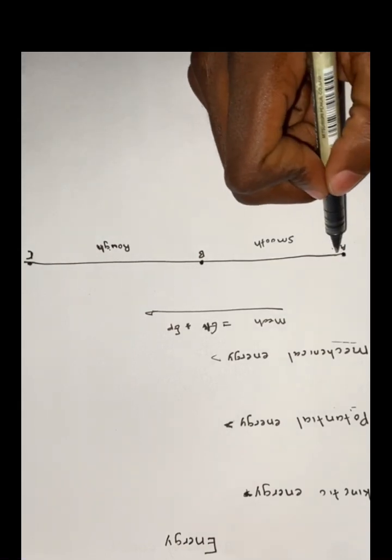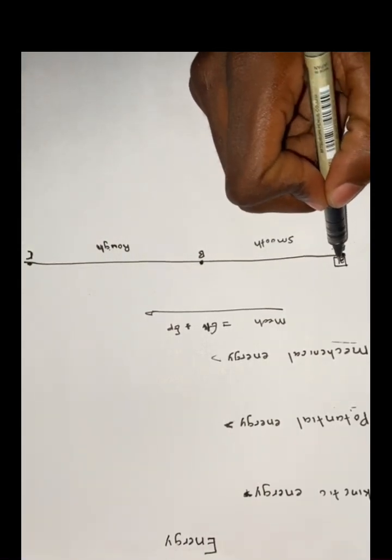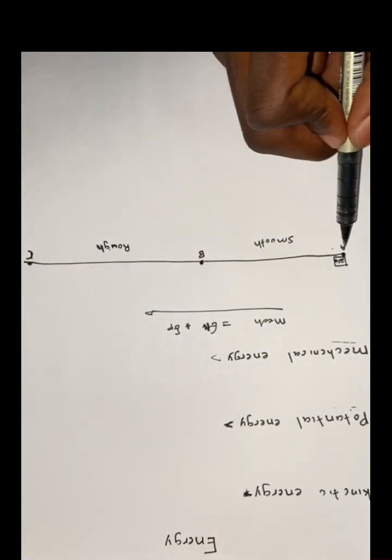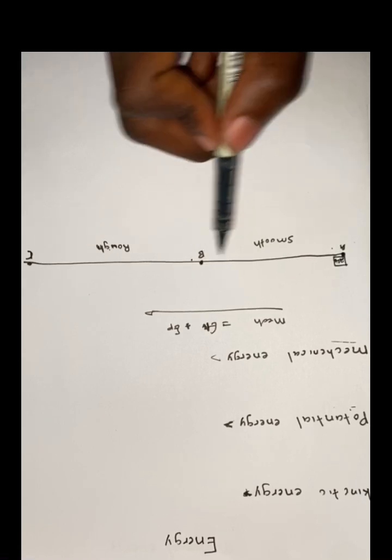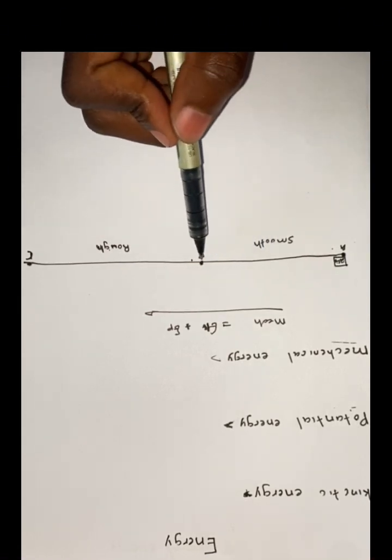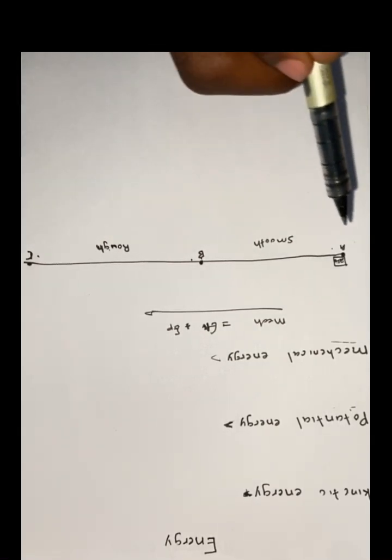Let's say we have an object at point A of 2 kg. Yes. And between point A and point B, it is a smooth surface. Between point B to point C, there is a rough surface. Okay, remember that very well.